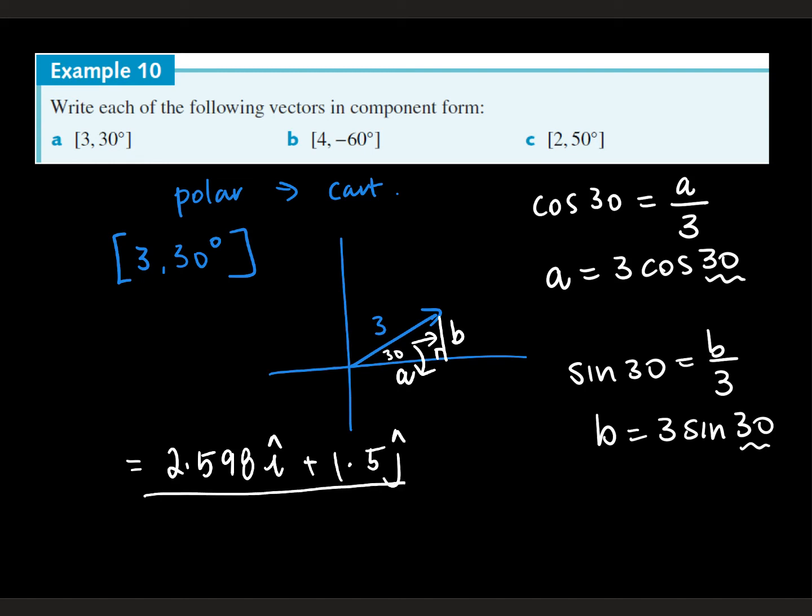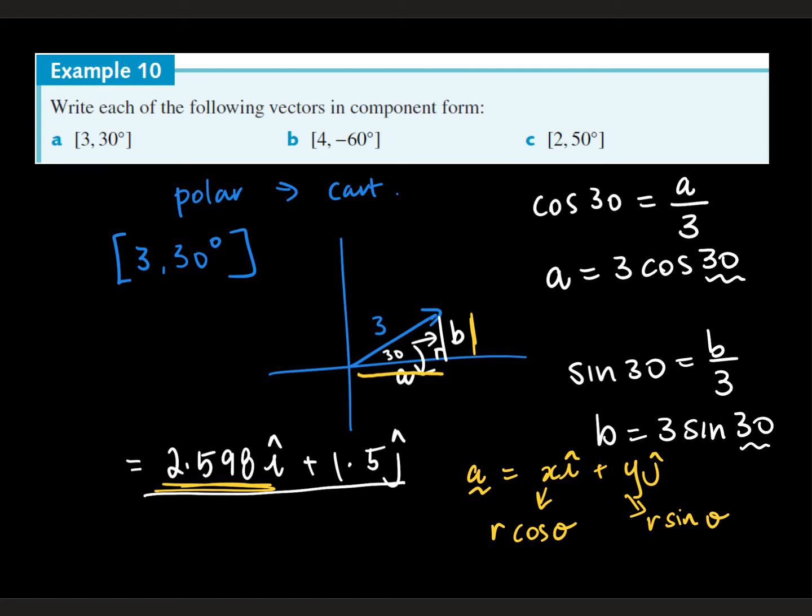As you can see, this x value is higher than the y value, which we would expect because that one there is longer than that one there. So that's how you do it. You might like to remember this: if our vector is say xi plus yj, well then this x value here is going to be r cos theta, and that y value is going to be r sine theta. The sine is the y, cosine is the x.